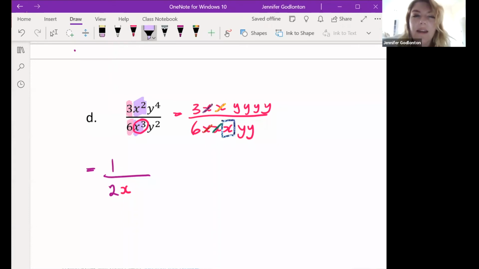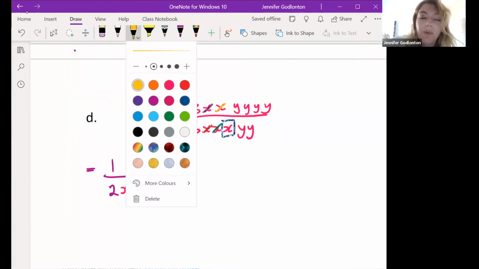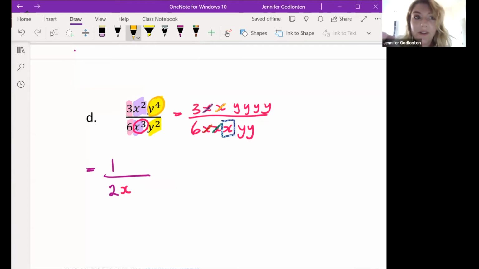Okay. Then I'm going to look at my y's. I've got y to the power of 4 there and y to the power of 2 there. Where are they bigger? They're bigger at the top. So 4 minus 2 is going to be y squared. And that's where I would leave my answer. So I would say, and you could write it as a half and then y squared over x, but it's really important that your x is at the bottom and it's not at the top, which is a very, very normal mistake for people to make.